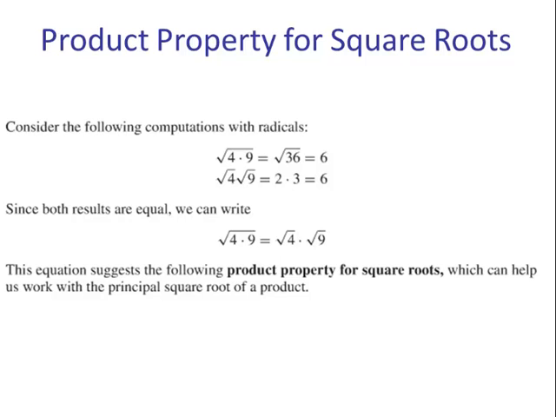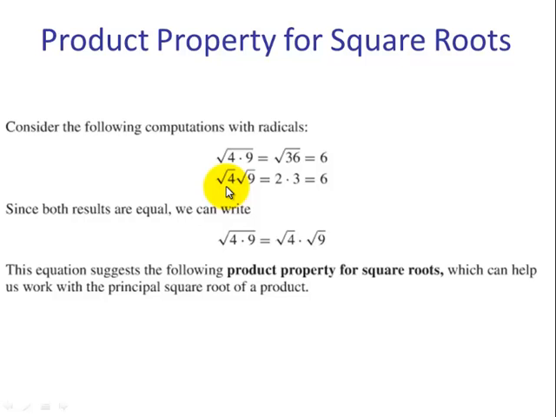Product property for square roots. Consider the following computations with radicals. The square root of the product of 4 and 9. 4 times 9 is 36, so the square root of 36 is 6.